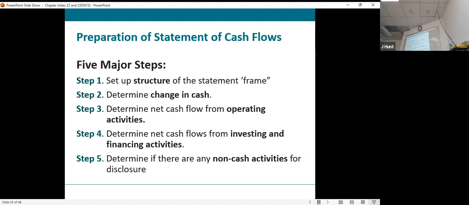It's important to determine if there are any non-cash items to disclose. Because although the cash flow statement is just cash, at the bottom of it, you normally put a note to indicate if there were any non-cash items. So for example, if I issued shares for land, that's a non-cash item because no cash passed. I should have a disclosure to say that, right? So I'm also accounting for non-cash items, not in the body of the statement, but as part of the presentation.